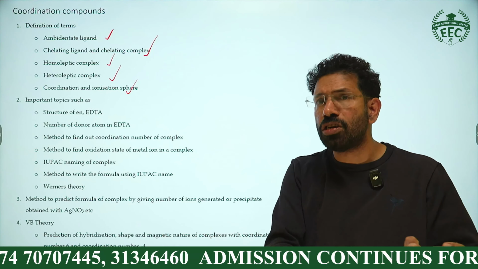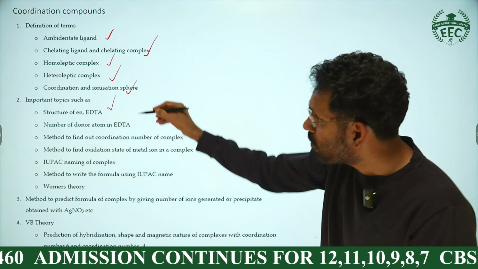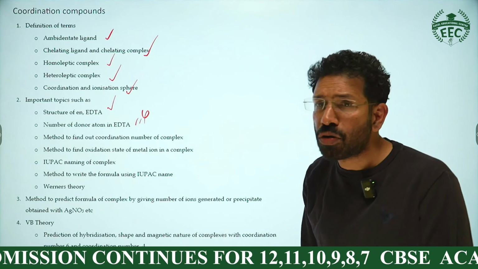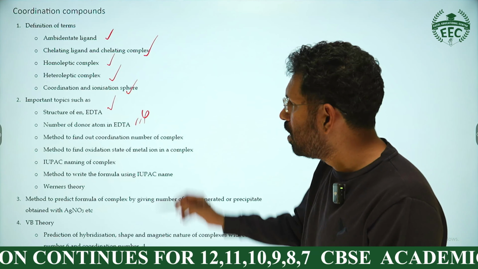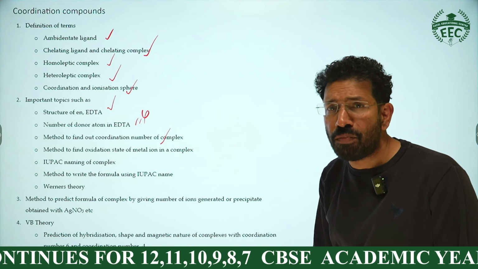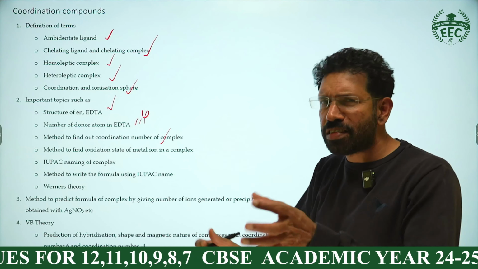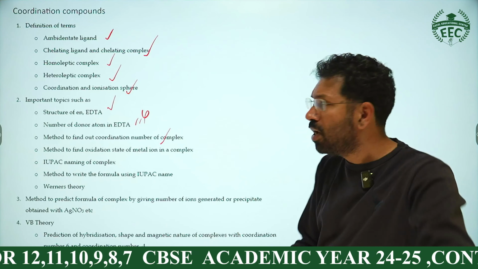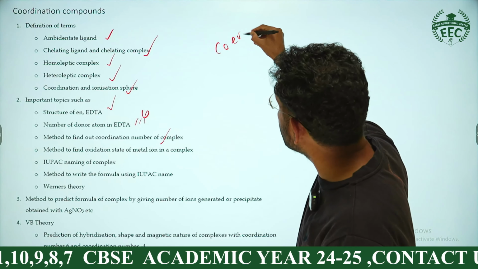Now, structure of EDTA, go and study. Number of donor atoms in EDTA, 6. Number of donor atoms in EDTA you have to study. Method to find out the coordination number of a complex, we studied in the class. They will ask a simple question. Last year one question came. What's the coordination number of Co(en)3?